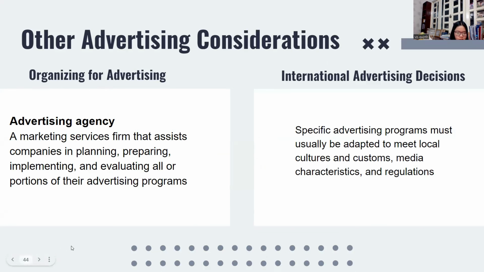For the organization of advertising, the advertising agency is a marketing services firm that assists companies in planning, preparing, implementing, and evaluating all or portions of their advertising program. And in international advertising decisions, some advertisers have a tendency to support their global brand with highly standardized worldwide advertising, like McDonald's. It has unified its global advertising under the familiar I'm Lovin' It theme in all its 100-plus markets worldwide, including China.